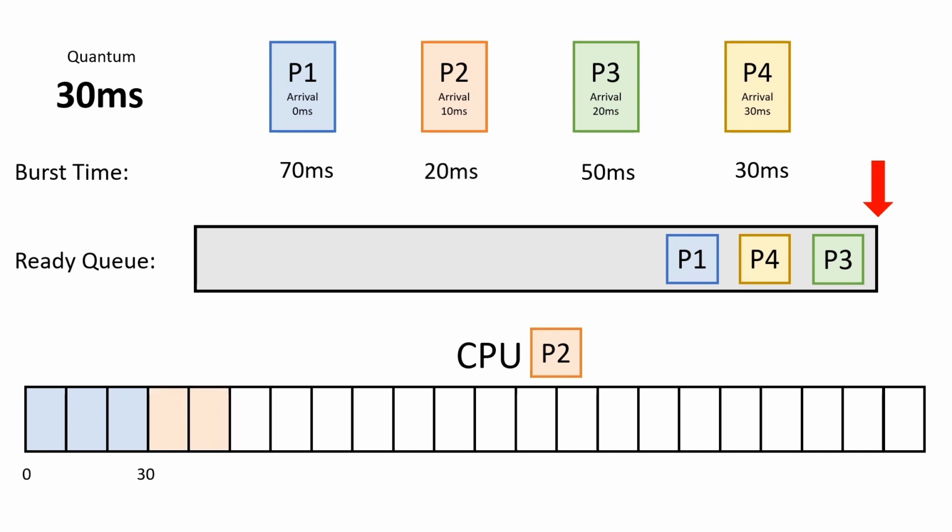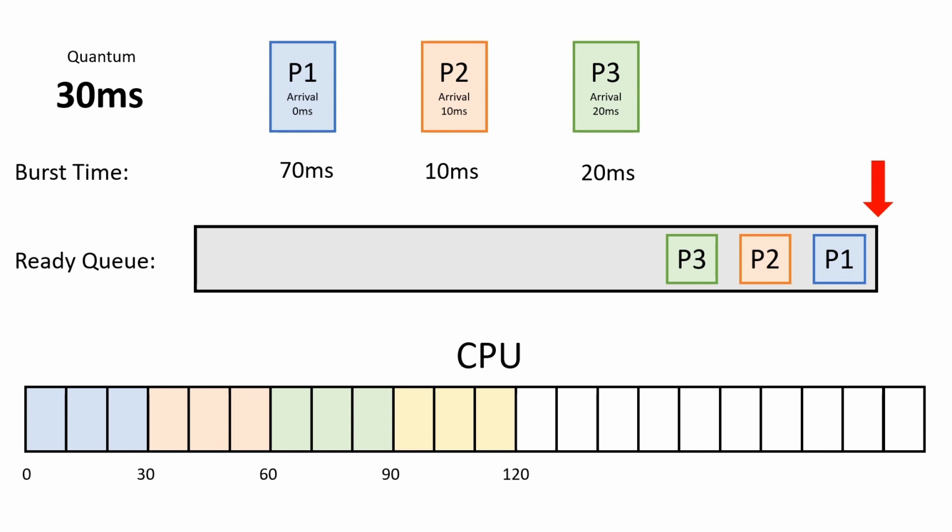But the process is not done yet. Therefore, it switches into the ready state and is inserted at the end of the ready queue. P3 runs for 30 milliseconds and still needs to run 20 milliseconds afterwards. P4 runs for 30 milliseconds and completes its task. The process is terminated and not sent back to the ready queue.